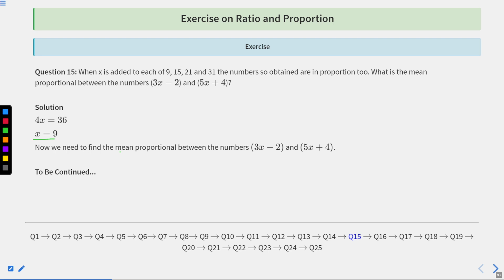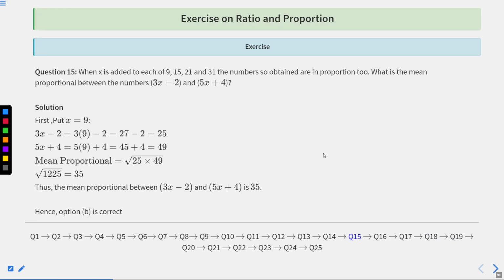Now we need to find the mean proportional between the numbers 3x minus 2 and 5x plus 4. So first of all, put x equal to 9, which we solved. So 3x minus 2 is going to be 25 when you put x equal to 9, and 5x plus 4 is going to be 49 when you put x equal to 9. And now you know the formula for mean proportional, that is under root of 25 times 49. So it is going to be 35. Thus, the mean proportional between these two numbers is 35. So the correct option here is option B.